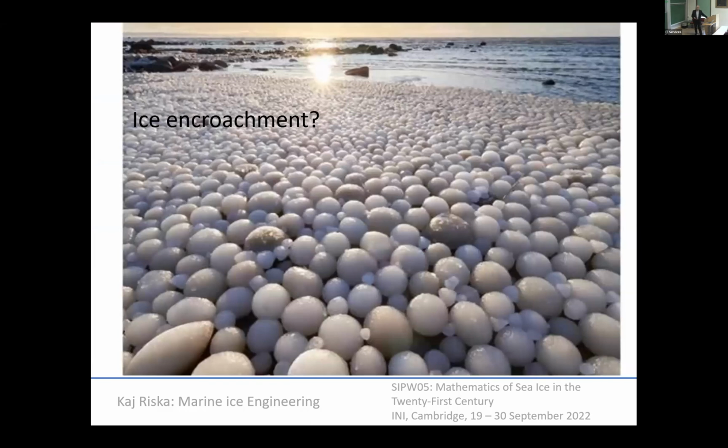Anyway, here is ice encroachment also. This is from a beach in northern Finland. This is interesting thing, that is this an ice encroachment also. I didn't see this myself. It was through NCC, one of the US news channels.